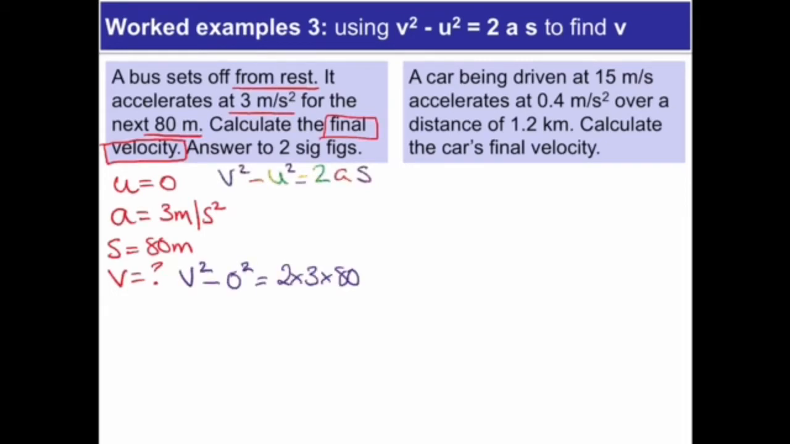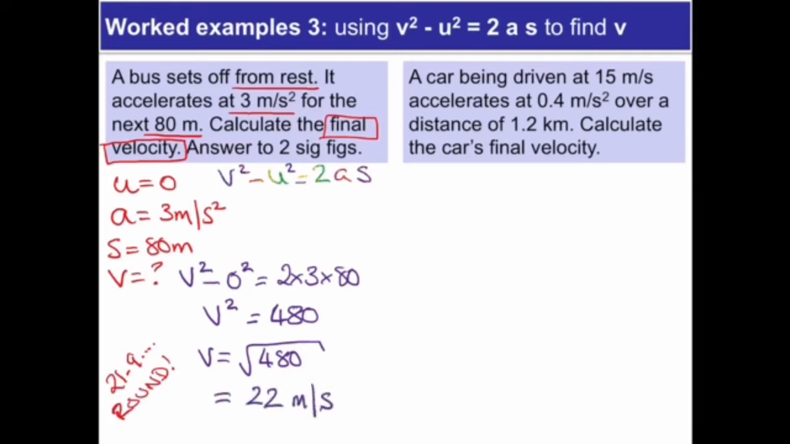We substitute what we know. V squared minus 0 squared is 2 times 3 times 80. Work out what we can. V squared equals 480. So V equals the square root of 480, which comes out to 21.9. So you have to round that to 22 metres per second.